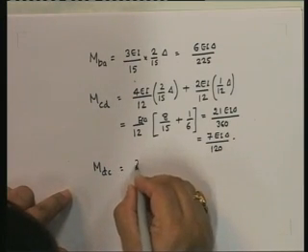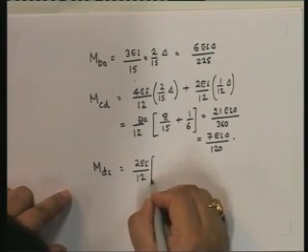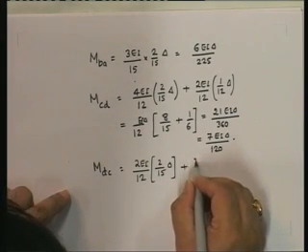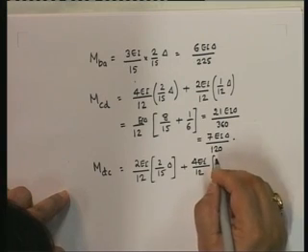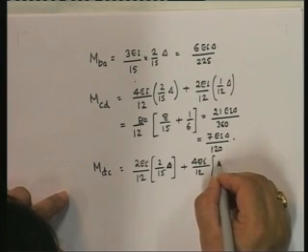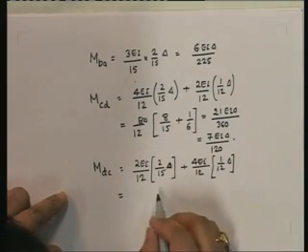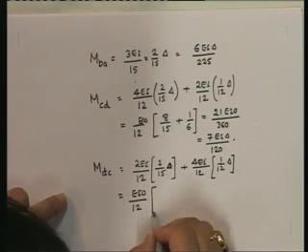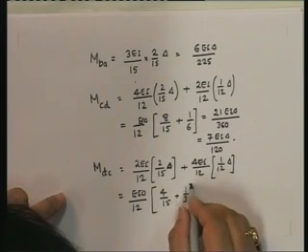MDC is equal to 2 EI upon 12 into 2 by 15 delta plus 4 EI upon 12 into what? Into theta DC. Theta DC is 1 by 12 delta. So if you plug that in, you get again EI delta upon 12 outside. Inside you get 4 upon 15 plus 1 by 3.